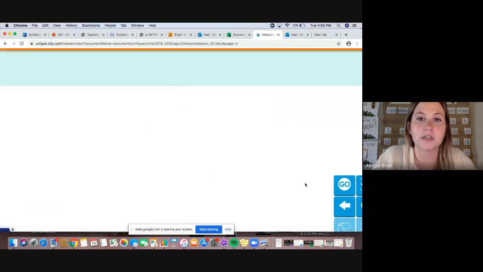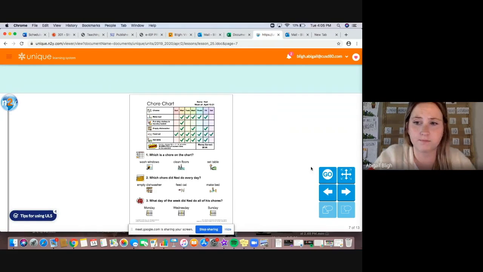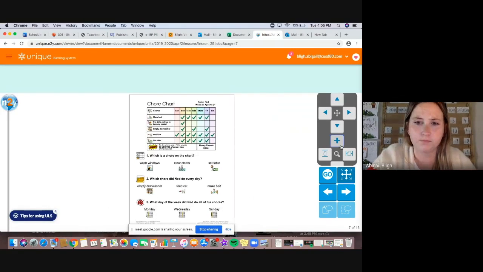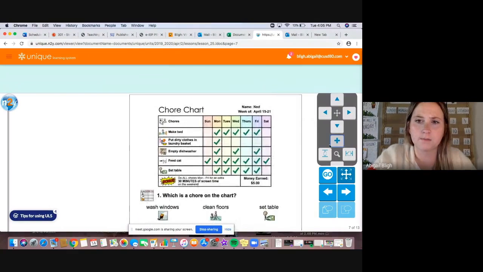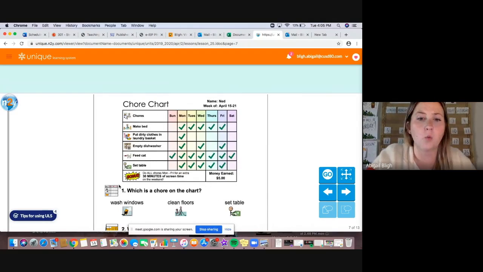So now I'm going to go to the next page with the questions on them. Okay, so question number 1 says, which is a chore on the chart? So I'm going to zoom in. So it gives us options: wash windows, clean floors, set table. So I'm going to look.